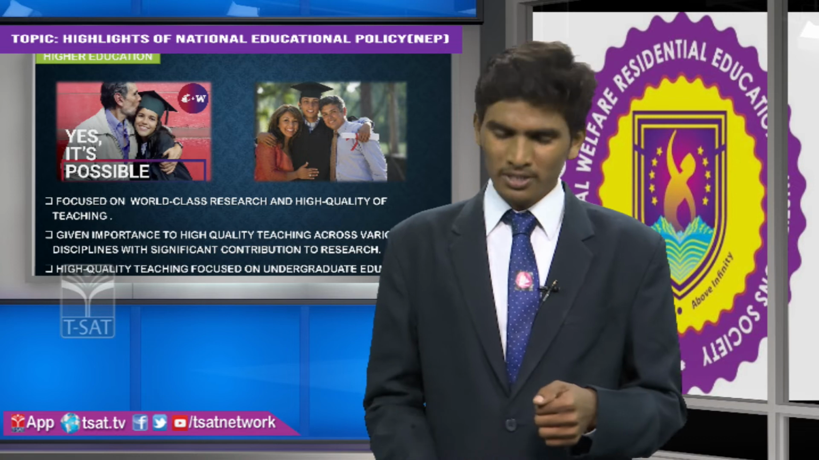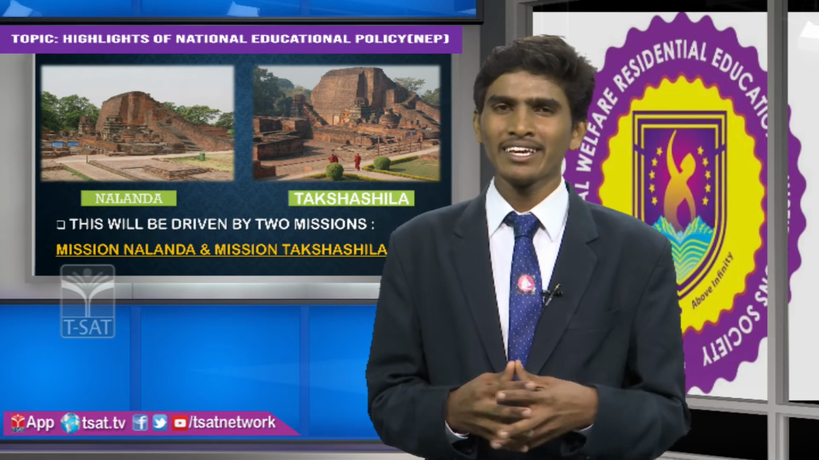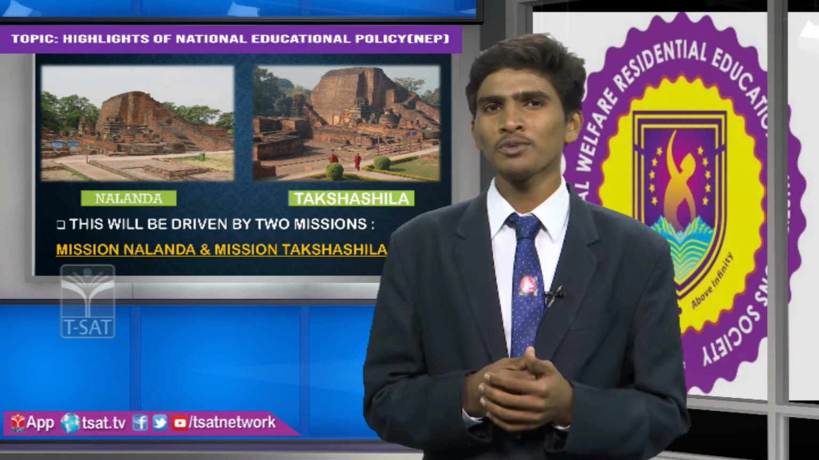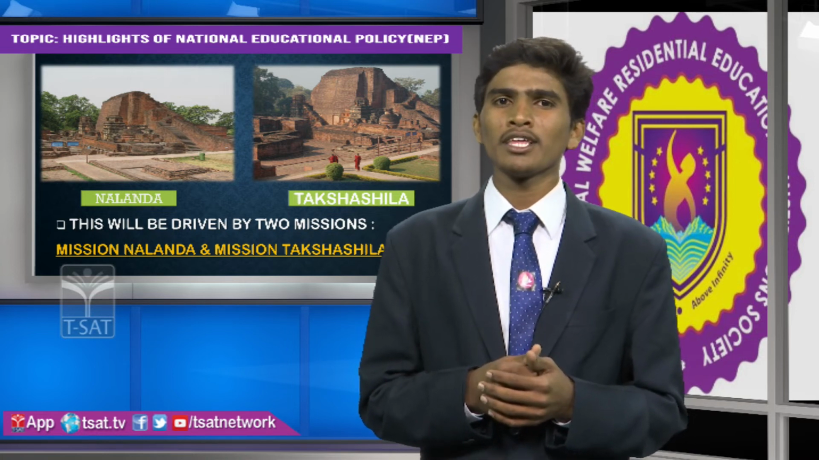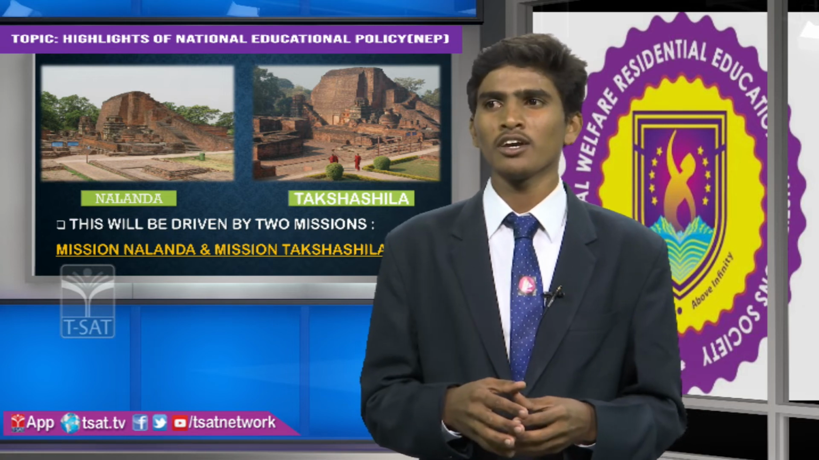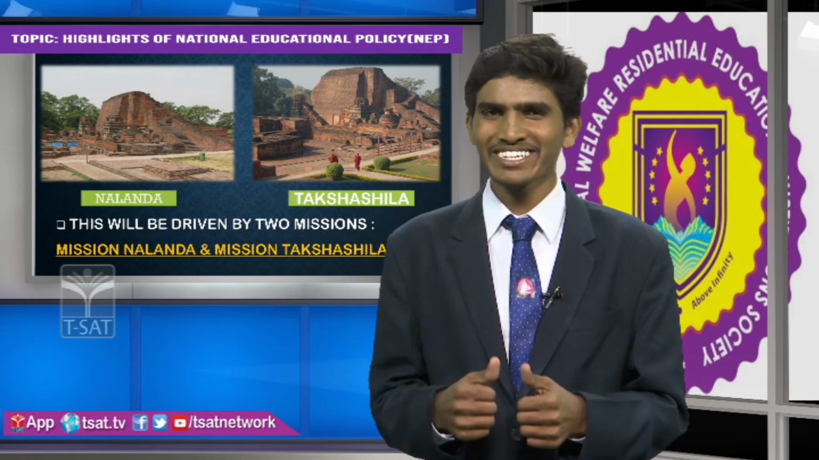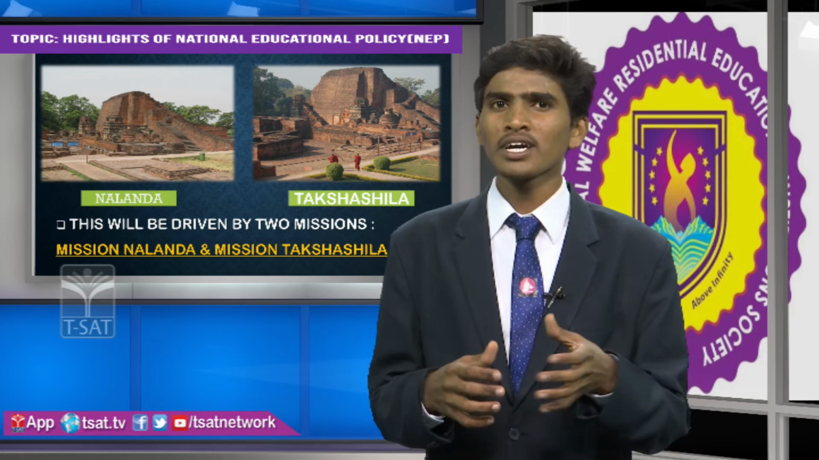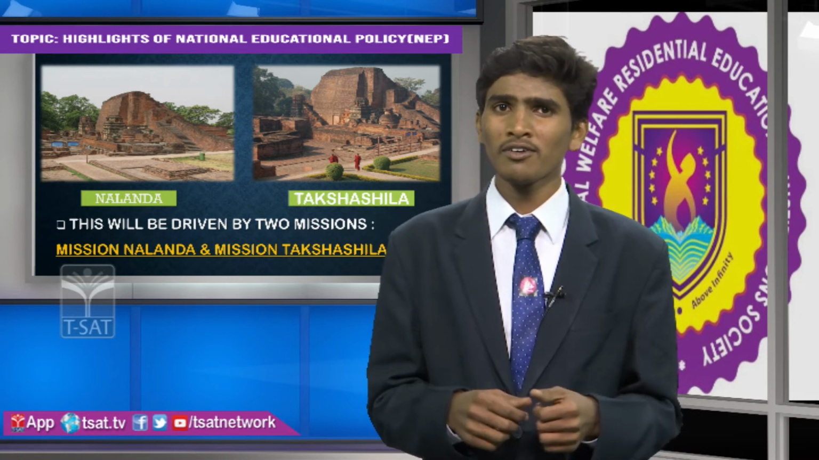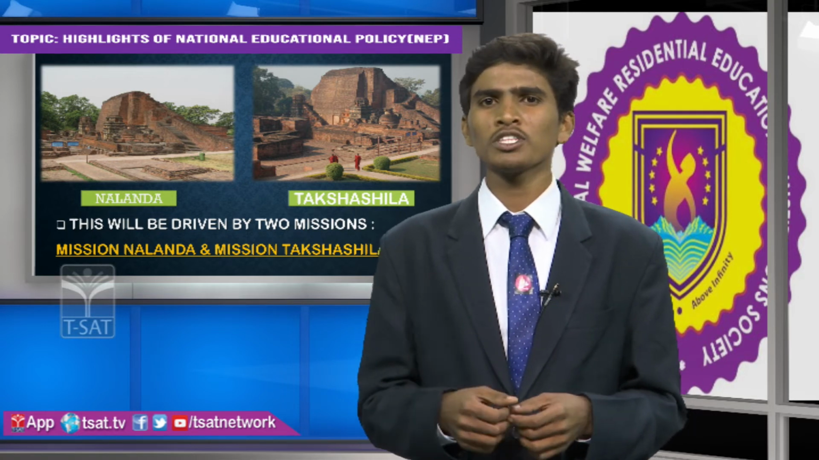Now friends, let's see what the government is going to implement to reach world-class universities. The Indian government is going to implement 2 missions. These 2 great missions will be driven by the government of India. They are Mission Nalanda and Mission Takshashila. Mission Nalanda is with 500 high quality institutions and 100 scientific research institutions. By this, a major change will come within our country. Then going to Mission Takshashila.